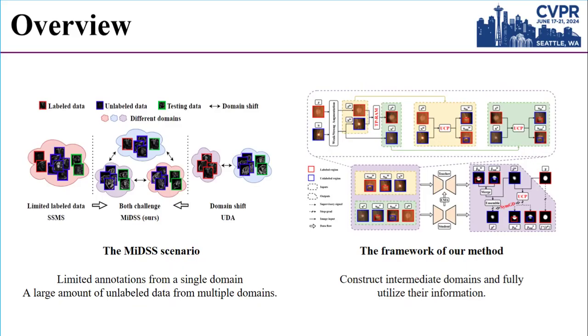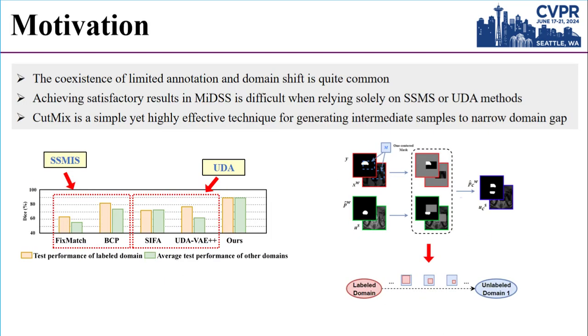In this work, we propose a mixed-domain semi-supervised medical image segmentation scenario, where we handle data from multiple medical centers, with limited annotations available for a single domain, and a large amount of unlabeled data from multiple domains. To tackle this problem, we design a method that constructs intermediate domains and fully utilizes their information.